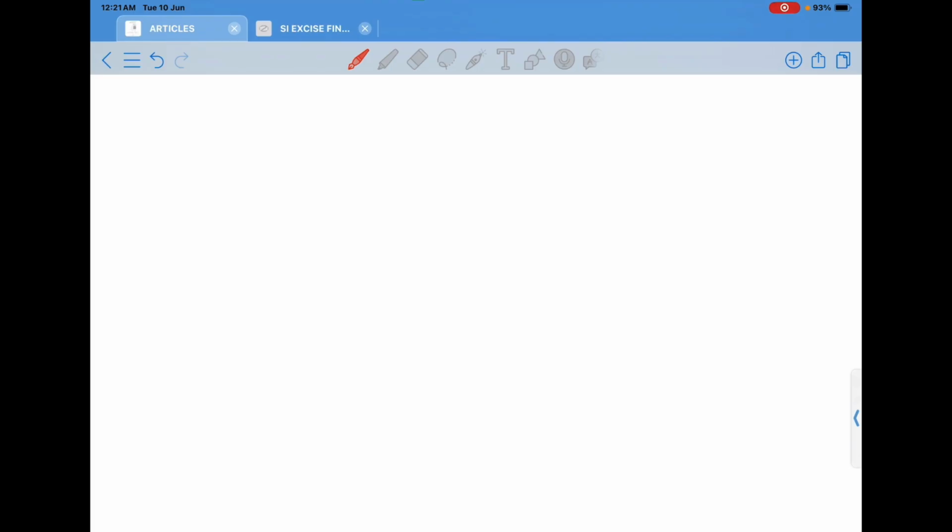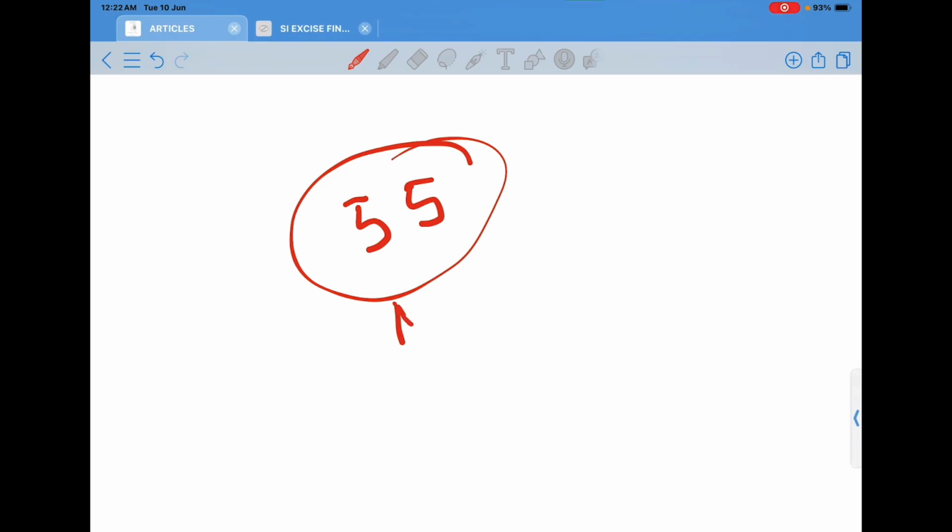So this was all for preposition and article and for general English. Altogether, in general English and the subjective type, in total we have covered 55 marks. So this was all for the English section.